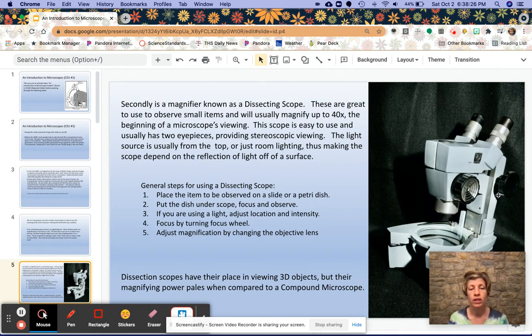General steps for using a dissection scope include placing the item to be observed on a slide or petri dish. Put the dish under the scope, focus, and observe. If you're using a light, adjust the location and intensity. Focus by turning the focus wheel. Adjust magnification by changing the objective lens. Dissection scopes have their place in viewing 3D objects, but their magnifying power pales when compared to a compound microscope.